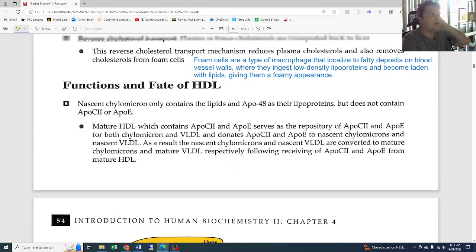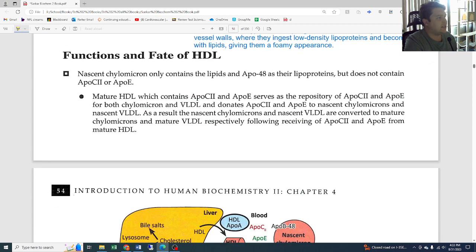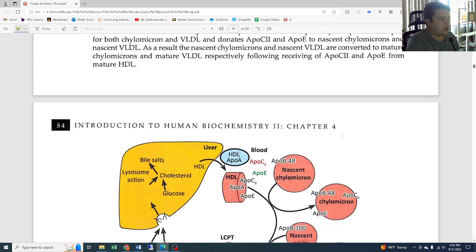Okay, functions and fate of HDL. So the newly made chylomicron only contains the lipids and apoB48 as their lipoproteins, but does not contain apoC2 or apoE. Mature HDL, which contains apoC2 and apoE, serves as the repository of apoC2 and apoE for both chylomicron and VLDL, and donates the apoC2 and apoE to the newly formed chylomicrons and the newly formed VLDLs. As a result, the newly formed chylomicrons and new VLDL are converted to mature chylomicrons and mature VLDL, respectively, following receiving of apoC2 and apoE from the mature HDL.